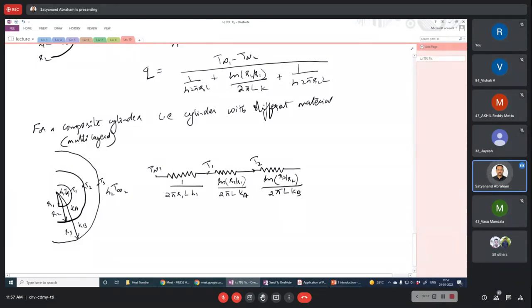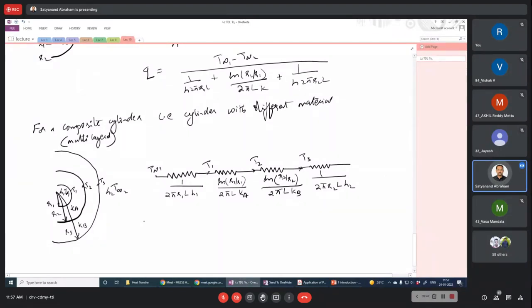2 pi L KB, where L is the same for both resistances because the length is the same, and in that case the radius doesn't come into the picture. After that we have a temperature T3, and then the convective resistance here, 2 pi R2 L into H2.